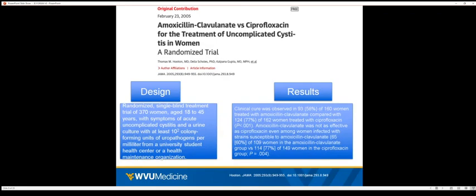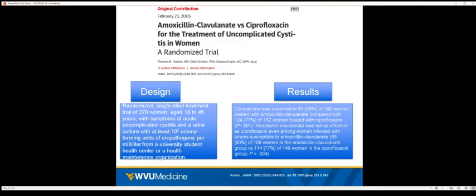So you have another study. Amoxicillin clavulanic is Augmentin, which I'll refer to it as from now on, versus ciprofloxacin for the treatment of uncomplicated cystitis in women. Randomized trial. So this was not an open trial. This was a single-blinded, randomized trial.